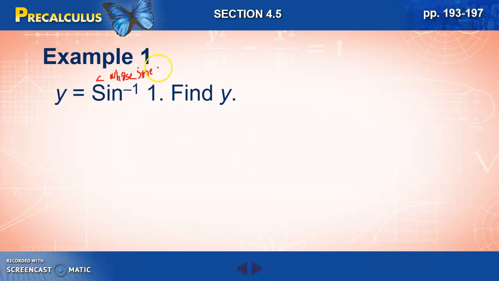That's what that arc sine means. Y equals the angle whose sine is 1. So this is going to require some knowledge of either the sine graph or the unit circle. So think through the unit circle, go through those sine values. What angles do we have between negative pi over 2 and pi over 2 whose sine is 1?